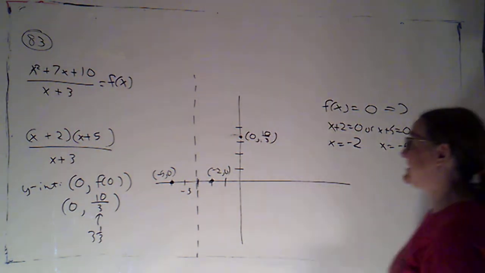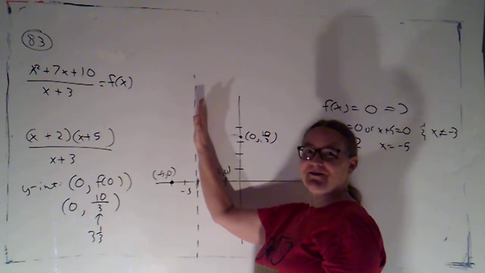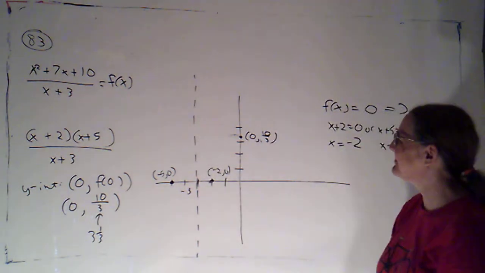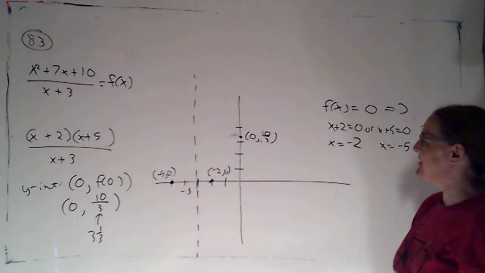Excellent. Right now, I can see there's no symmetry. I could have actually seen that as soon as I saw that there was an asymptote on one side and not the other. So no symmetry for this particular graph.